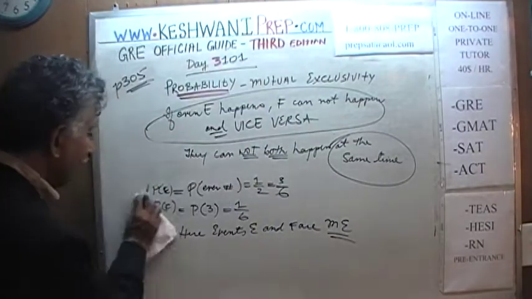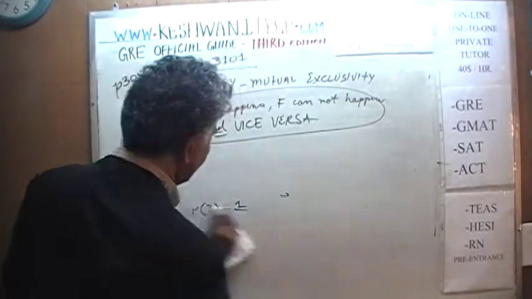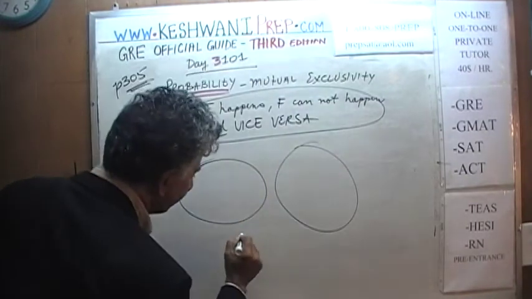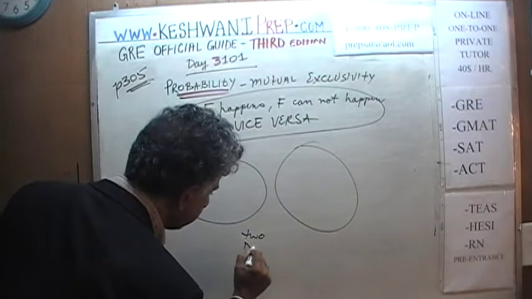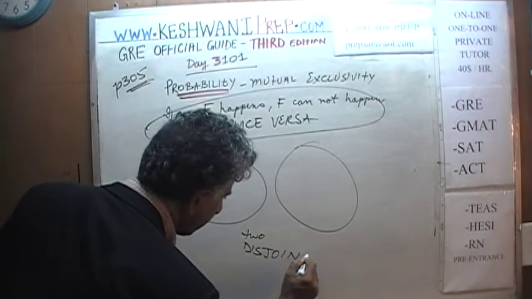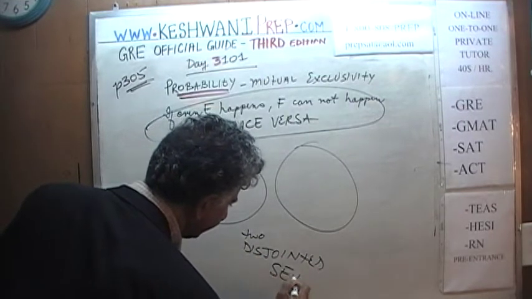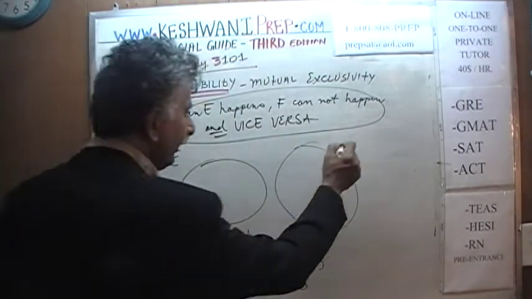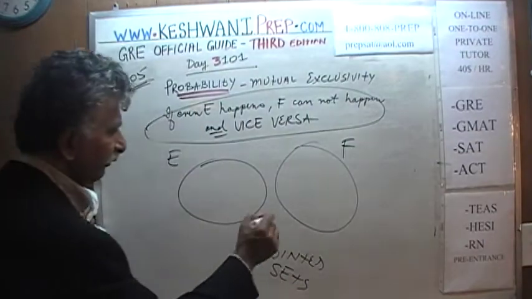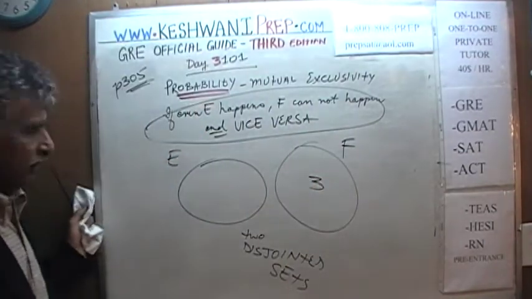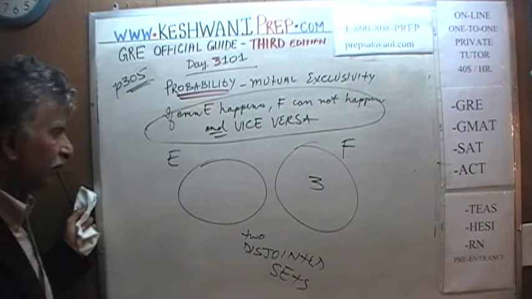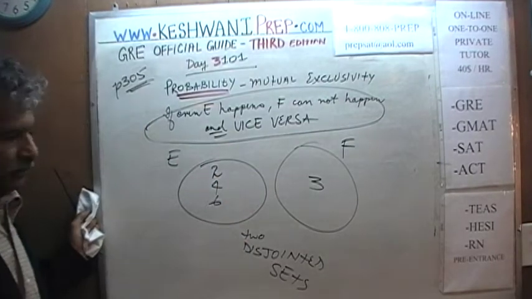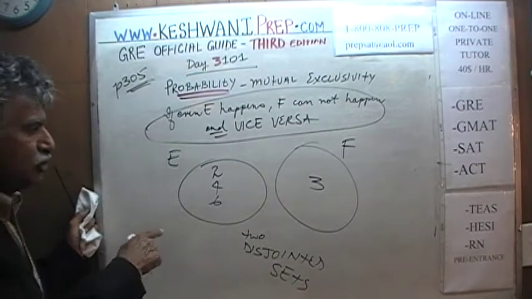In the context of a Venn diagram, there will be two disjointed sets. In other words, they do not overlap, because our event E was the first set, event F was the second set. Event F was the possibility of rolling a 3. Event E was the possibility of rolling an even number. Well, there are three possible outcomes, 2, 4, and 6. As you can see, they have nothing in common. They do not overlap, and therefore, they are mutually exclusive.